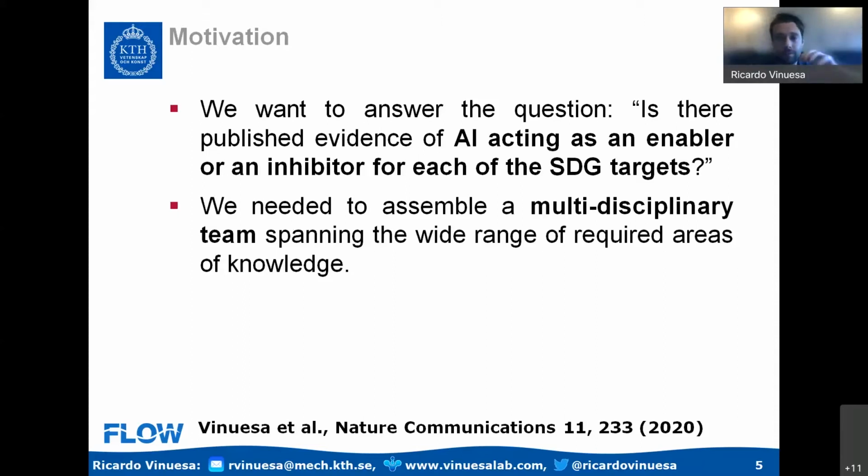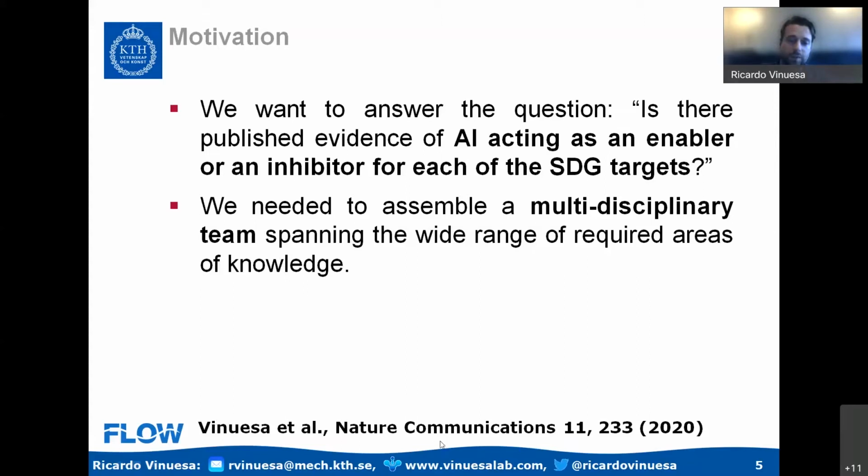We needed to be able to answer this question, because these goals span a very wide range of disciplines, from ending poverty to climate action, things related to the economy and development. We needed a quite broad multidisciplinary team to span all these disciplines and areas of knowledge. Therefore, we had to have a quite complete team in place. All the results that I'm going to be talking about today can be found in this article, Vinuesa and others, published in Nature Communications last year, 2020.